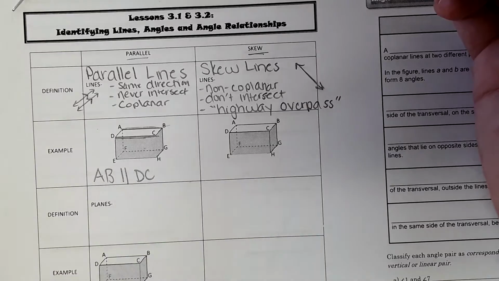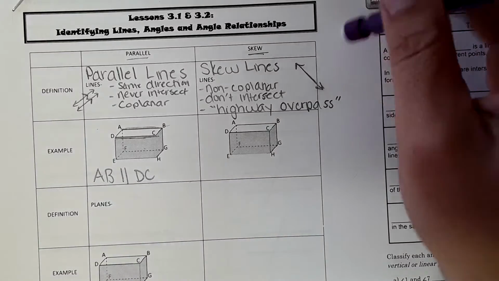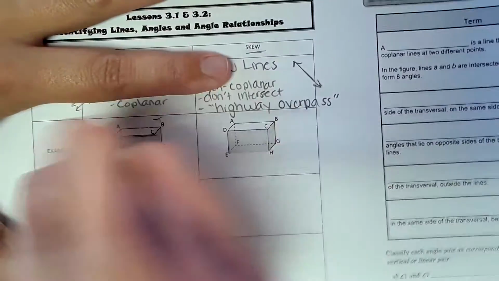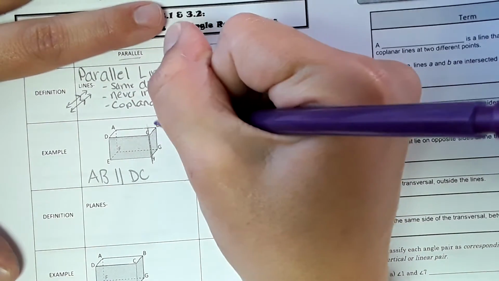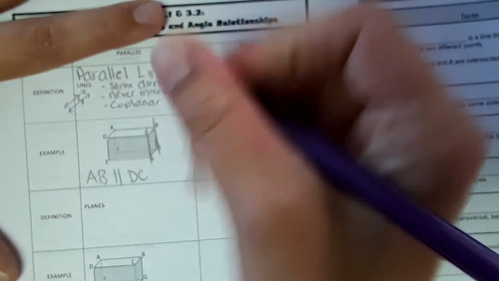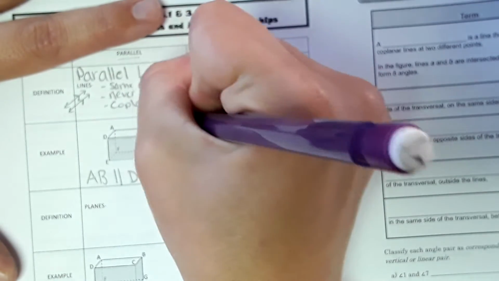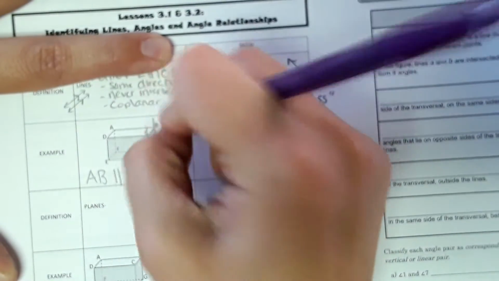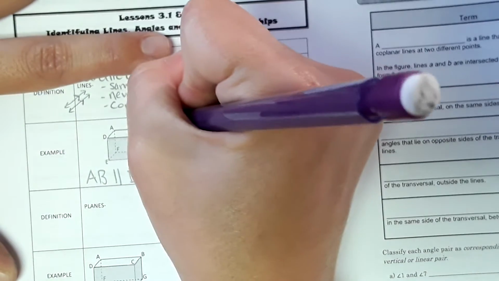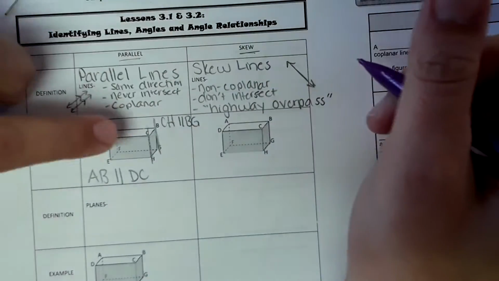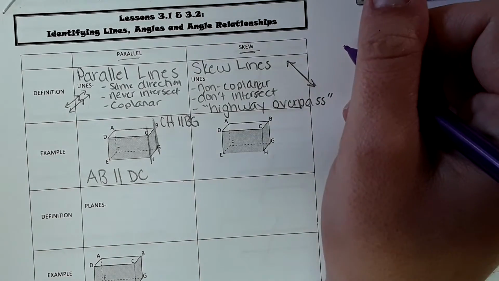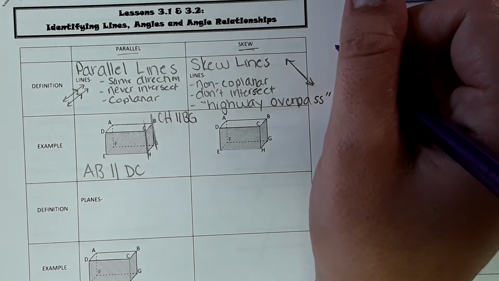There are lots of parallel lines in this shape. Just erasing my marks. You could also say that line CH is parallel to line BG. Where am I going to write? Trying to make room. CH is parallel to BG. I could be writing parallel lines all day, but those are two examples.